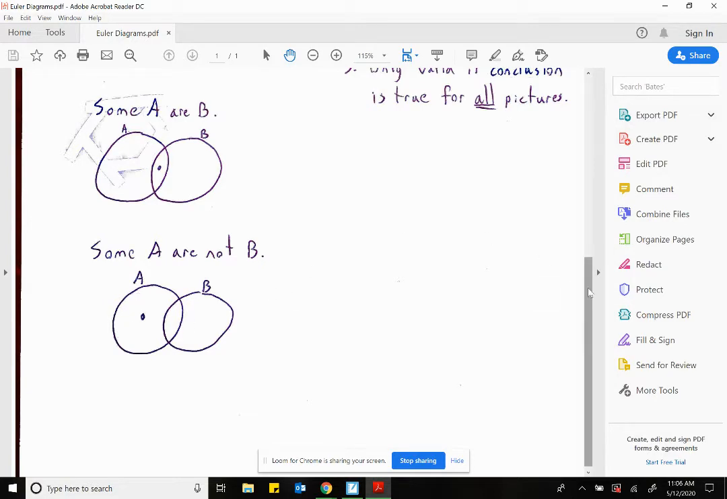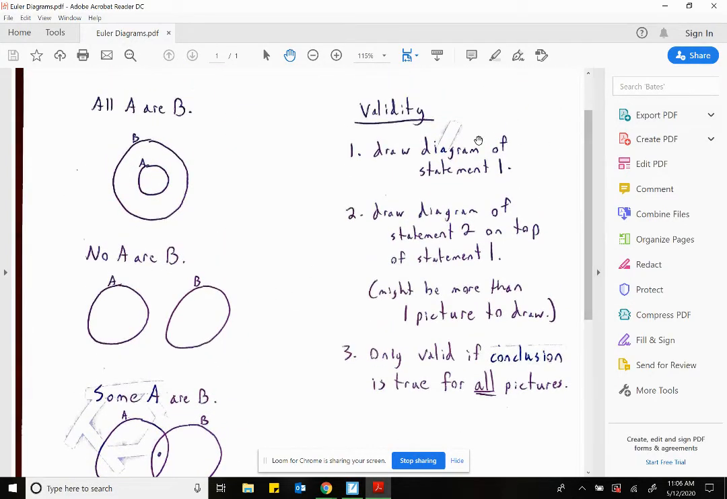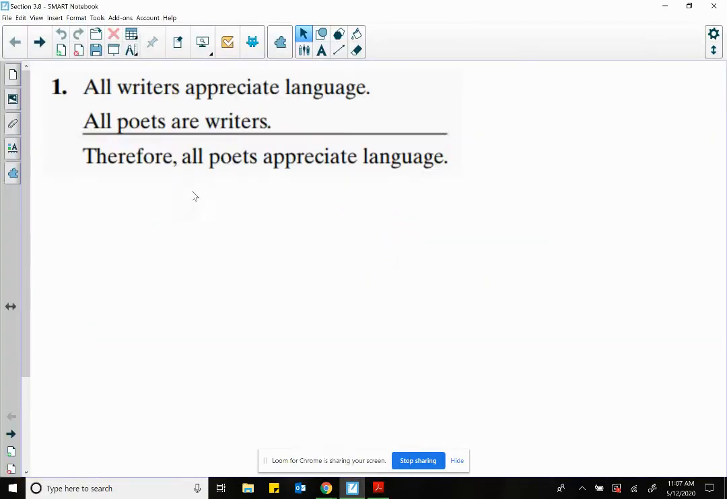Now, how this works is you're going to draw a diagram of the first statement. So let's go ahead and work these steps together as we go through it, because it's easier to work these and see what I'm talking about as we do it than instead of just me reading this to you. So the first thing says draw a diagram of statement 1. Remember, statement 1, just like what we had in 3.7, is the very first statement.